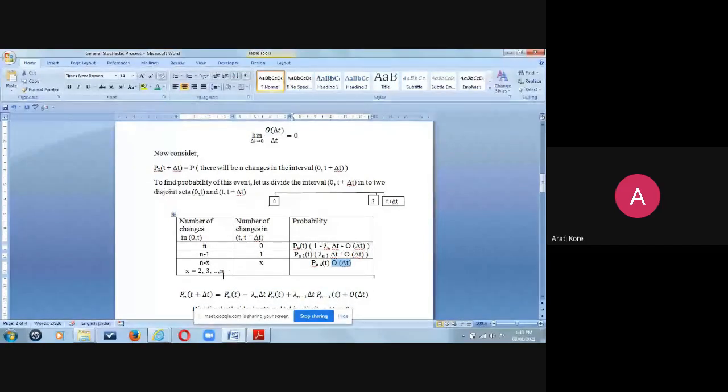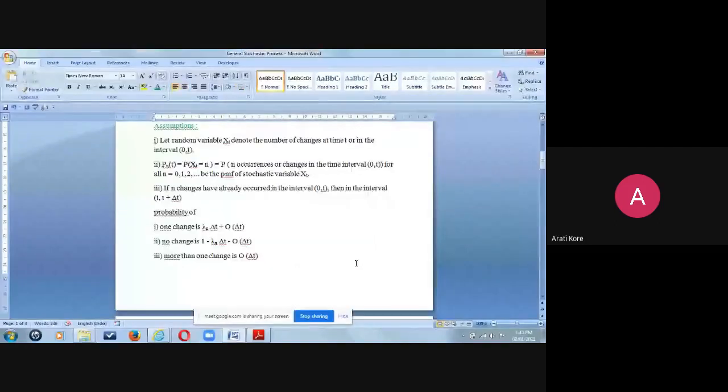So what is the probability that there will be n minus x changes in the interval of length t, and afterwards there will be x changes in the interval of length delta t? It is denoted by the probability that there will be n minus x changes in the interval 0 to t, which is nothing but P_{n-x}(t), multiplied by the probability of x changes in the interval of length delta t. Now what is x? x is more than 1. So by the third assumption, it is o(delta t). See here, more than one change की probability is given by o(delta t).